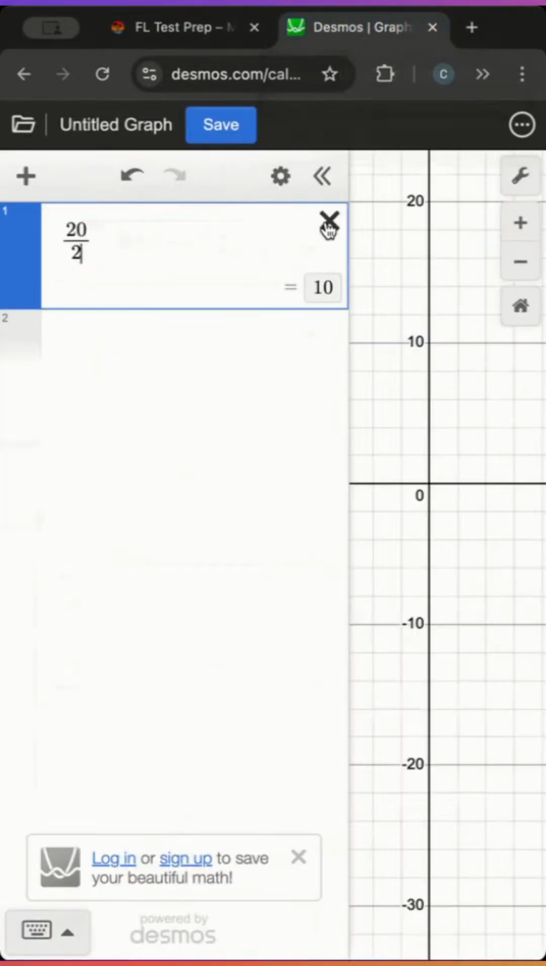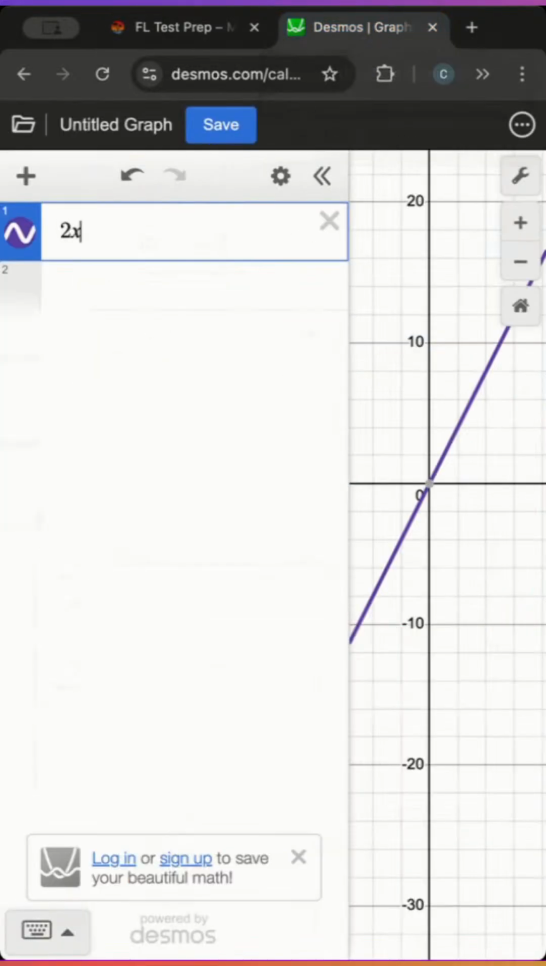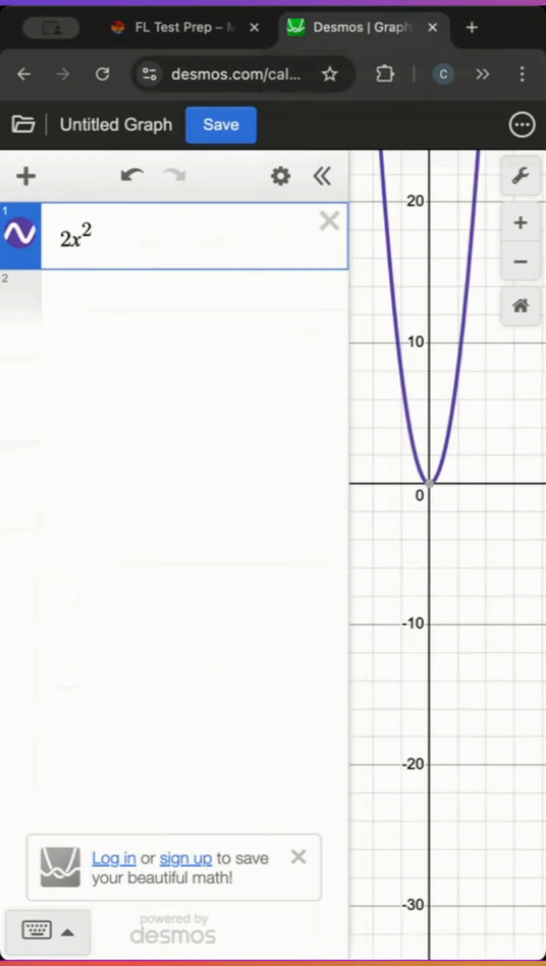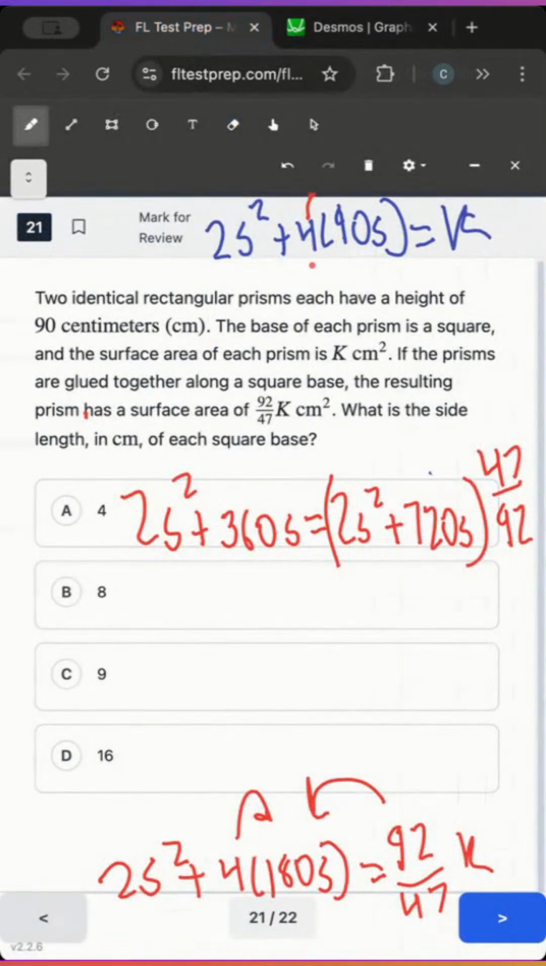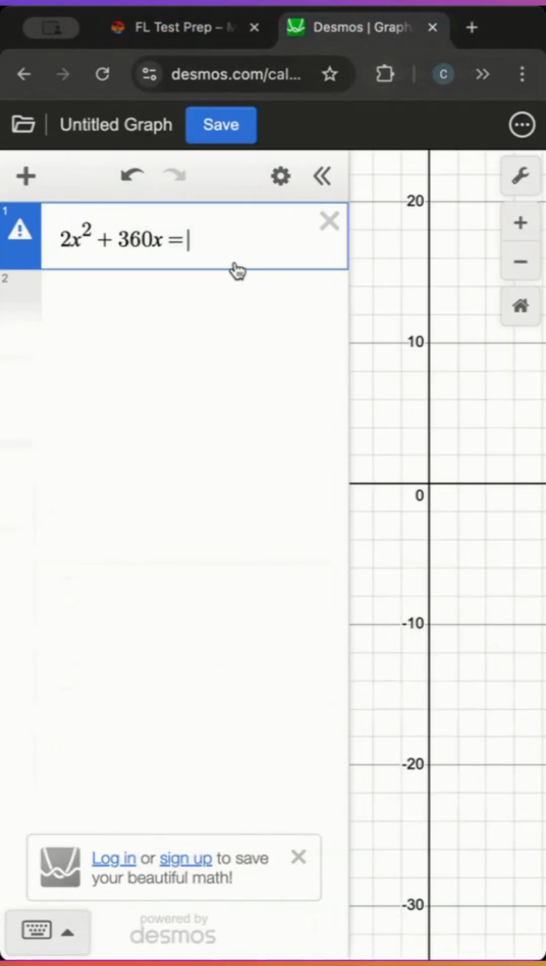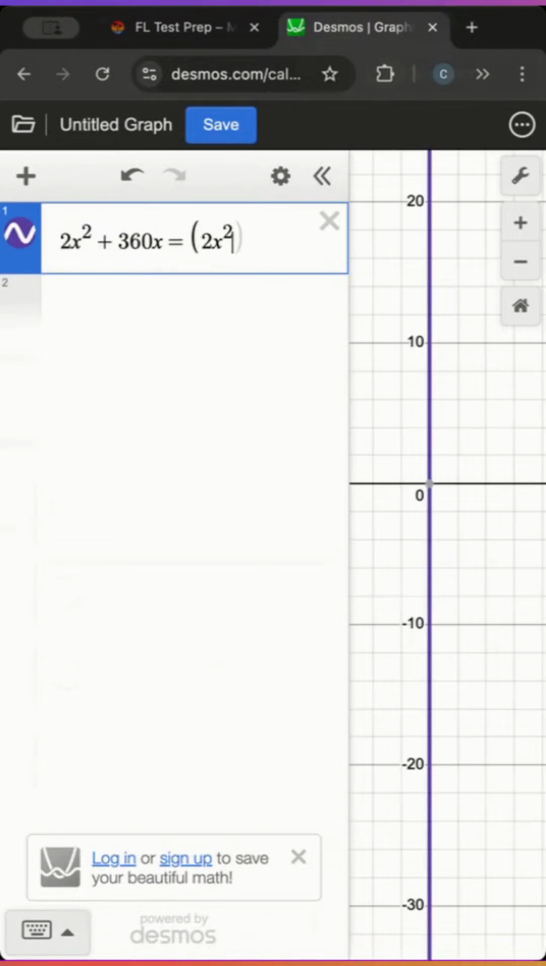And what I can do is, instead of putting s, I'm going to just make that an x. I know 2x squared plus 360x is going to be equal to 2x squared plus 720x times the reciprocal, so 47 over 92.